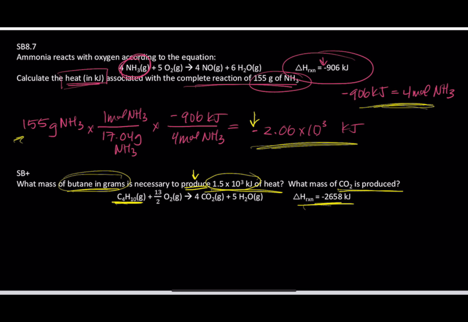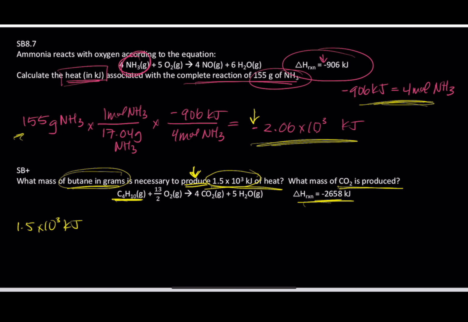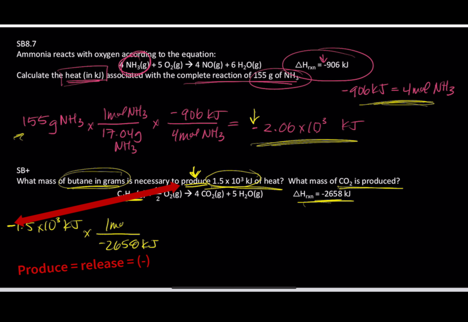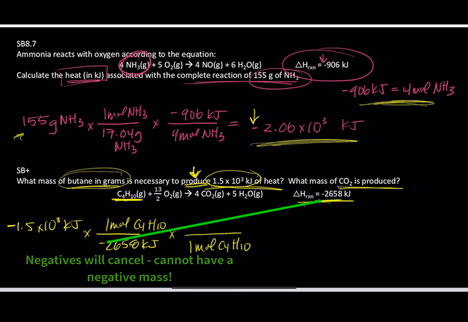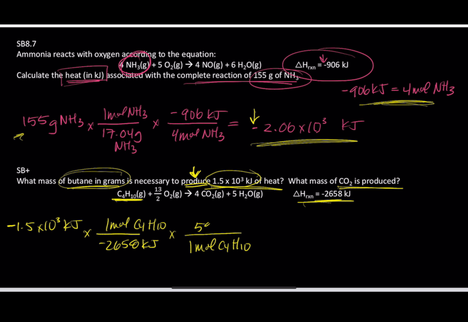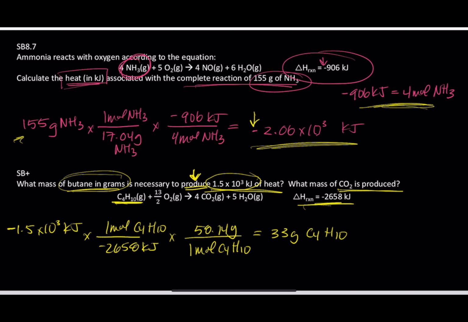So let's get started. Starting with the given of the heat, do note that produce the heat means a negative sign. Then we'll use our delta H, which also has a negative sign, and then our molar mass to get our answer. So this says that we would produce, or release, 1.5 times 10 to the third kilojoules of thermal energy to the surroundings if we combust 33 grams of butane. And note the signage here: this is an exothermic process, and the question's asking us to produce or release heat, so the signs cancel.